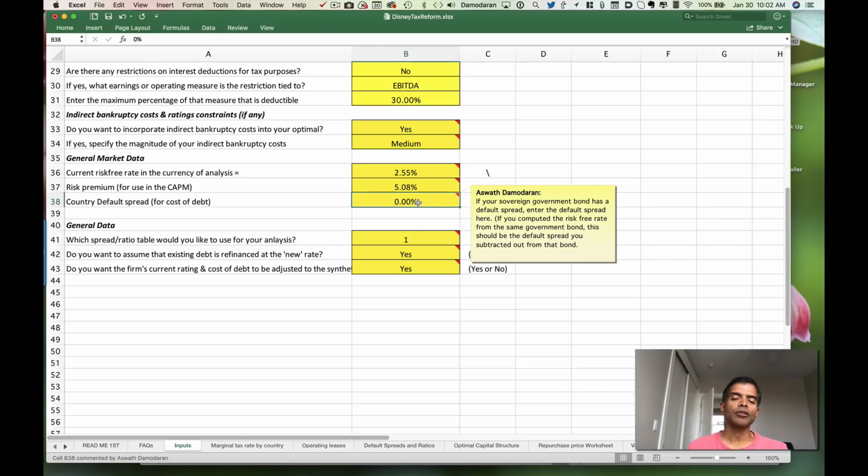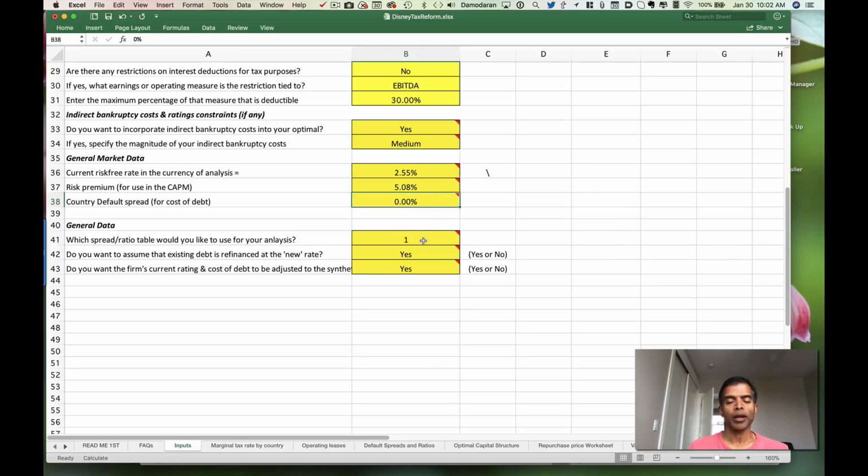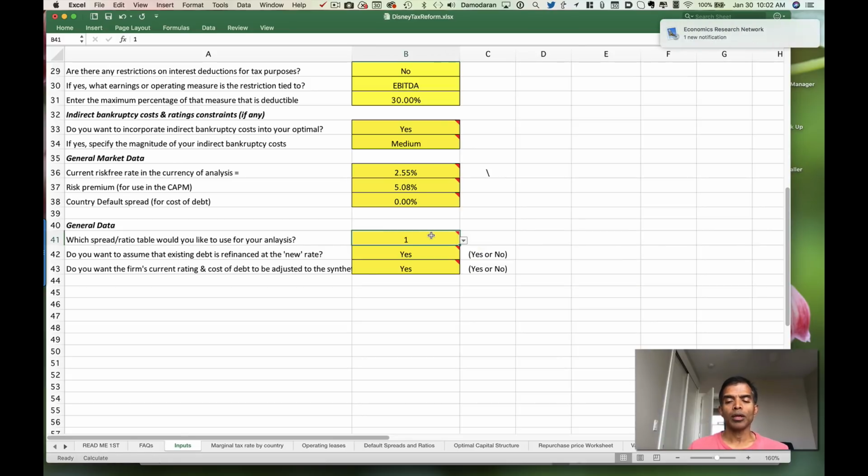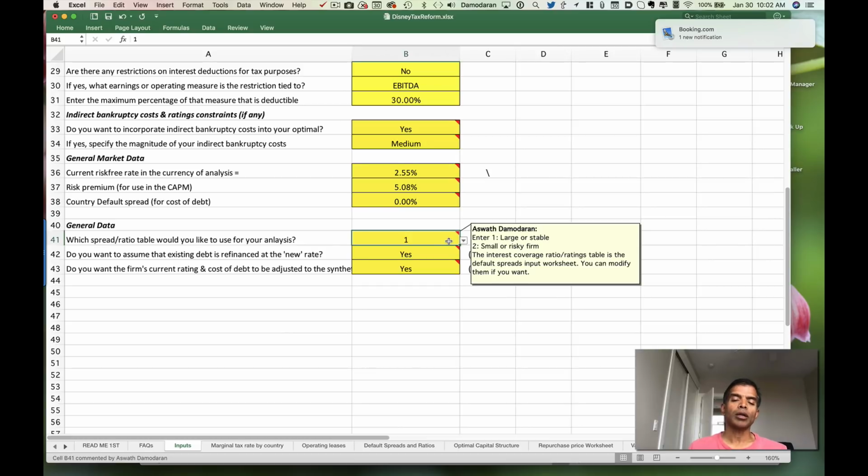As I estimate your cost of debt at every debt ratio, I will assume you carry two burdens on your shoulders. One is your own burden as a company in terms of default risk, and the other is the country default spread. Then to estimate your ratings at different debt ratios, I use a lookup table. In the lookup table, I give you two sets of numbers: one if you're a large market cap company, and one if you're a small market cap company. If you're a large market cap company, enter one. If you're a small market cap company, enter two. If you're an emerging market company, always enter two. You'll use that lookup table.